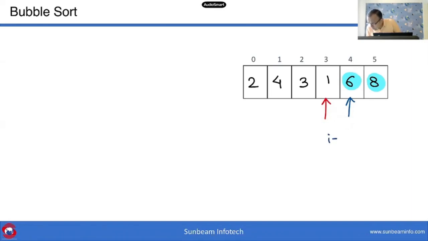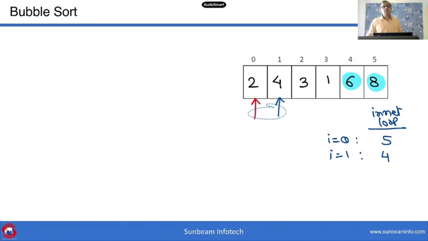In the first pass, when i is equal to 0, the number of iterations of your inner loop is 5. But when i is equal to 1, in the second pass, you actually need only 4 iterations. Fifth वाले iteration की जरूरत ही नहीं है. And you continue it further.